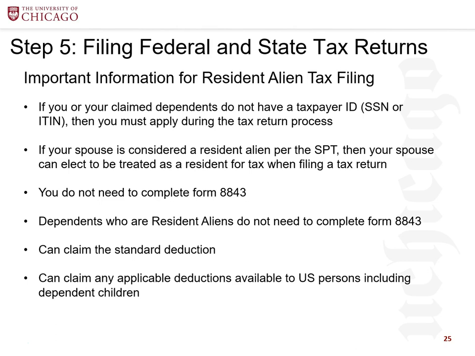You do not need to complete a Form 8843 if you are a resident for tax. However, if you have dependents who are not residents for tax, you must complete a Form 8843 on their behalf. But if you have dependents who are resident aliens, you would not need to complete an 8843 for them. You can claim the standard deduction, and you can claim any applicable deductions available to U.S. persons. Any tax software that you use will help you calculate which deductions are available to you as a resident for tax.